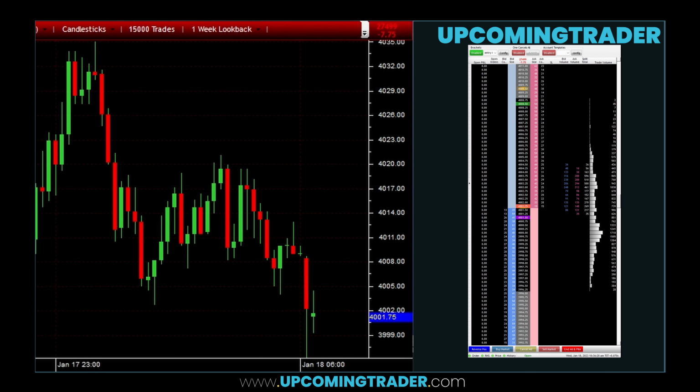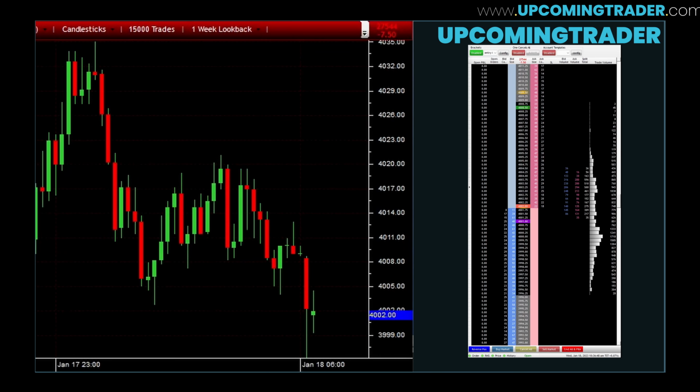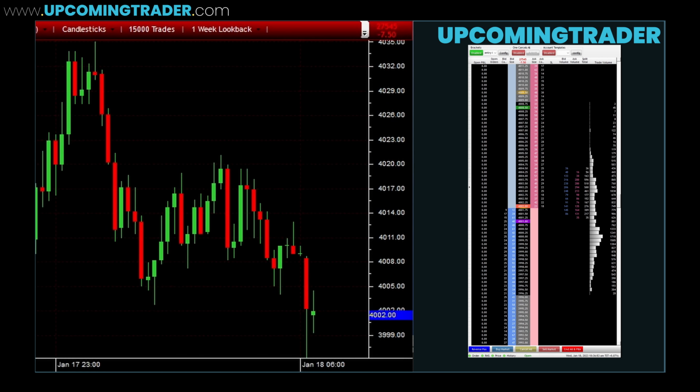In symmetrical triangles, where the price forms a series of lower highs and higher lows, volume plays a key role in confirming the direction of the breakout. Strong volume during the breakout means the market is committed to the move, while weak volume may indicate a false breakout. Flags and pennants are continuation patterns that also require volume confirmation. When the price breaks out of a flag or pennant, an increase in volume confirms that the trend is likely to continue in the direction of the breakout.